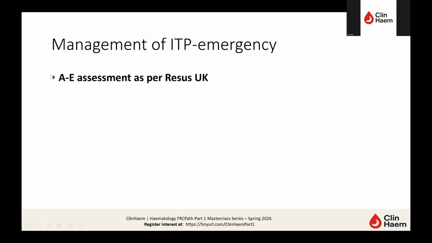In an emergency, again, you would do an A to E assessment and management. What you would do is give everything you have, which is IVIG, steroids, and platelets. So if a patient has ITP and unfortunately had intracranial bleeding, for example, you will give everything.